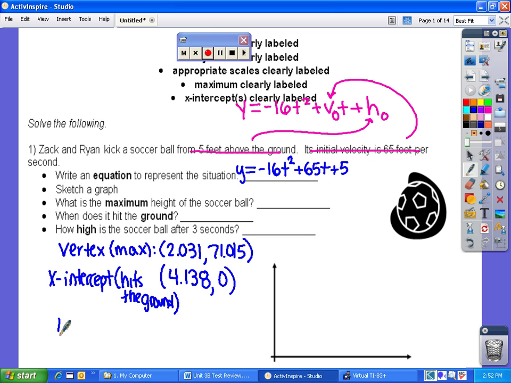Alright, the other thing you need is initial height. And that's the starting height. Where did this ball start? It started 5 feet above the ground. So the initial height is at y equals 5.